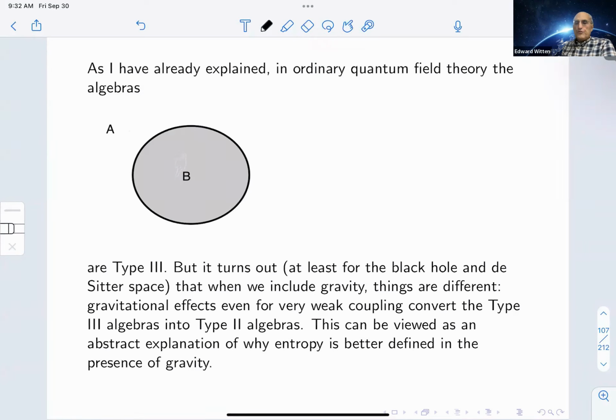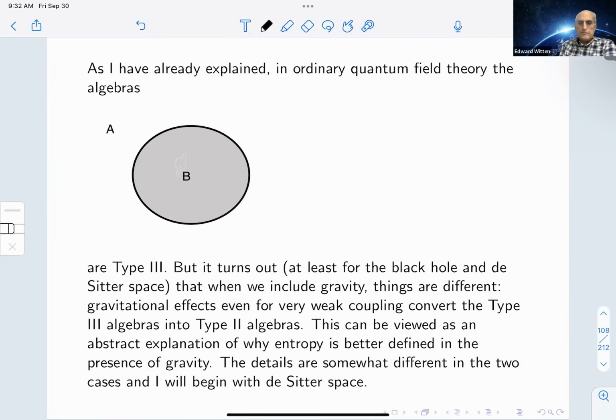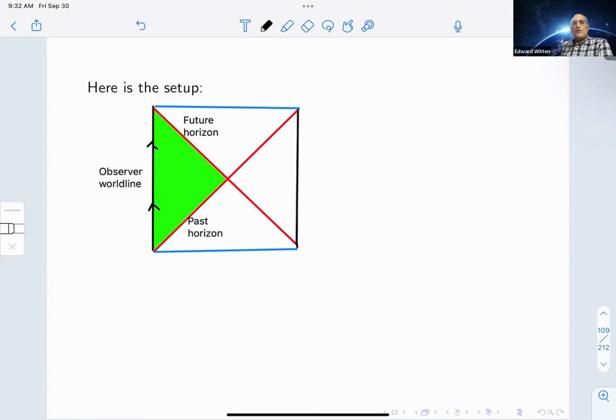For type 2 algebra, there is a well-defined notion of entropy. For type 3, there isn't. So the fact that gravity converts type 3 to type 2 can be viewed as an abstract explanation of why gravity makes entropy better defined. The details are somewhat different in the two cases of the black hole and de Sitter space, and I'll begin with de Sitter space. So here I've drawn the Penrose diagram of de Sitter space.